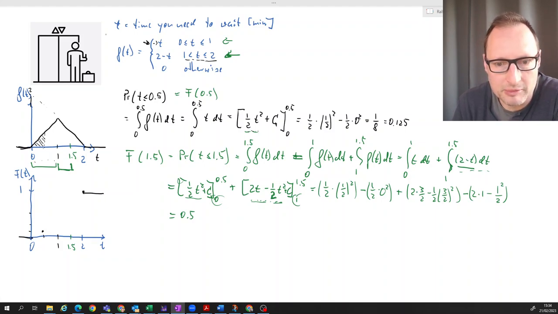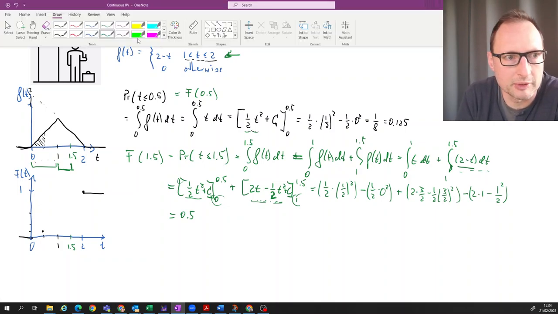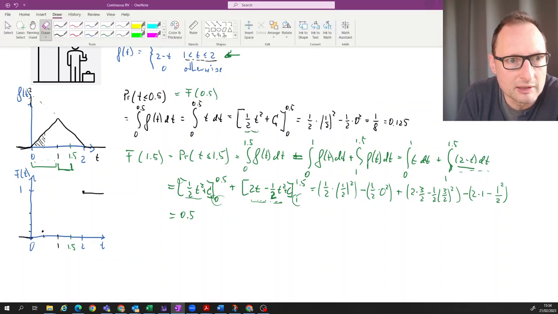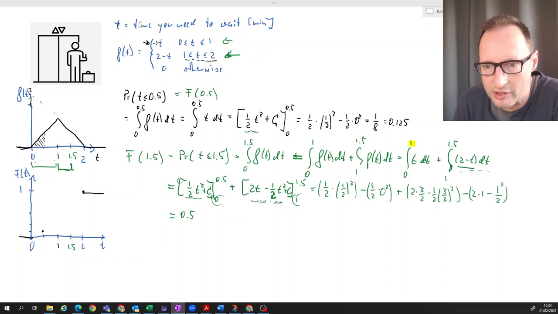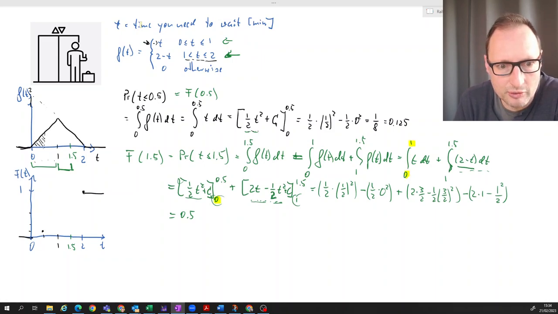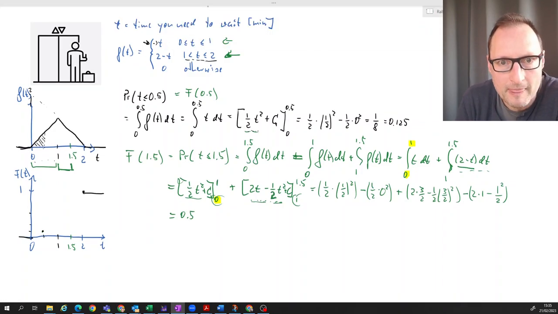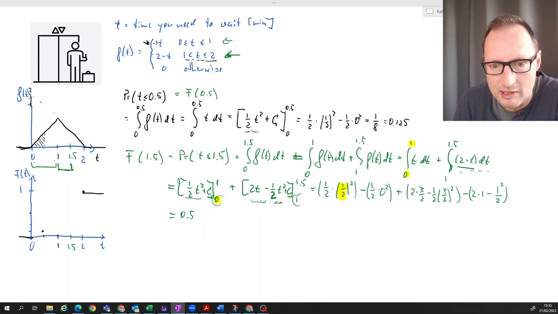Oh, I made a mistake. So let me retrace that here, and let me highlight where I made the mistake. Here, that first integral goes from 0 to 1, but here I wrote 0 to 0.5. So that means I need to erase that, and that should be 1. And then where that made a difference was that I plugged in 0.5, but really I should have plugged in 1. Okay, so here the 0 is correct, but here I needed the 1.